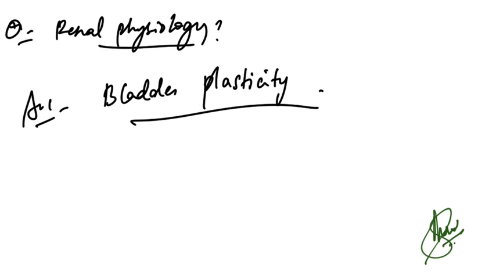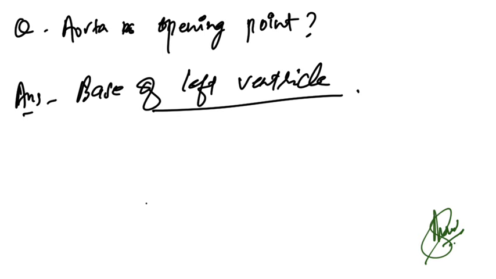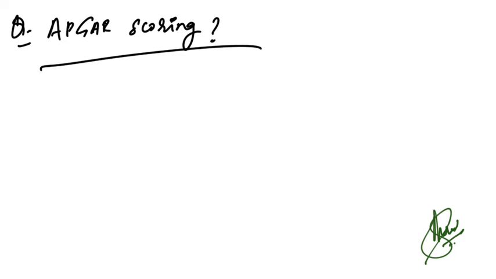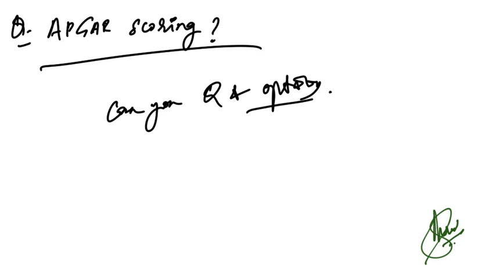Now, one renal physiology question, bladder plasticity. Can you recall the question and the options? But this was asked, so can you recall it? Aorta opening point: the aorta opens at the base of the left ventricle. This was also very confusing, but the base of the left ventricle is the correct answer. Now, Apgar score. Can you recall the question and options for me? Not getting the options and questions.